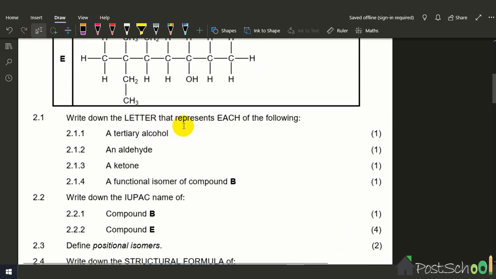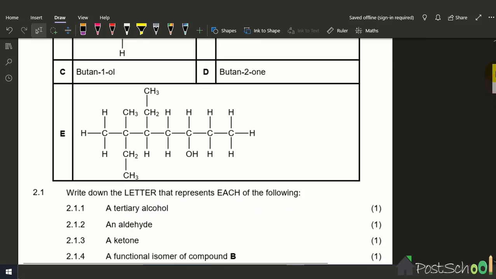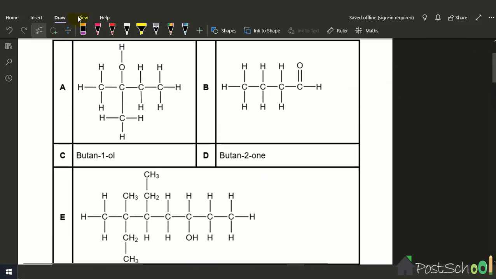Write down the letters that represent each of the following: tertiary alcohol. Let's check it out. Which one will be a tertiary alcohol? They are all alcohols, but this one is on carbon number 1. It can't be a tertiary alcohol, because a tertiary alcohol must be surrounded by 3 carbons. Here is A. So the correct answer is A.